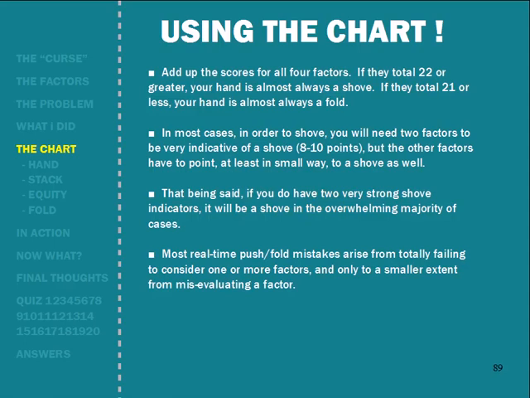And I would say this, that most real-time push-fold mistakes that I see arise from totally failing to consider one or more factors, as opposed to misevaluating a factor. It's much more common for someone to totally ignore how much tournament equity they have at risk, for example, right? Or their fold equity, or how much the reward is, right? Rather than consciously thinking about all four factors but happening to miscalculate one. It's much more common, the first scenario.